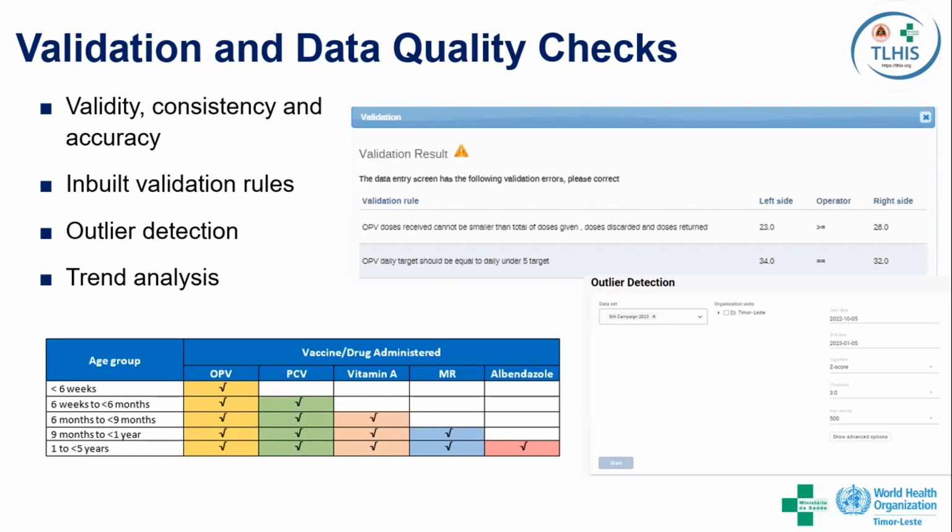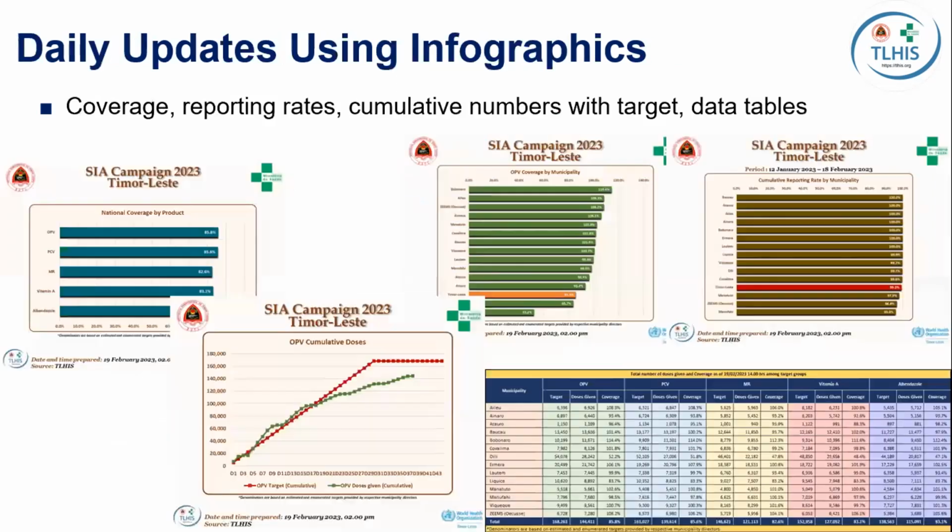So we ensured the validity, consistency, and accuracy using these inbuilt validation rules. For example, if you think of oral polio vaccine, which is given to all children, and other vaccines were given to only certain age groups. So the oral polio had to be more than other vaccines. So those kinds of validations we included in the system, validated during the data entry, so that warnings were given and errors were minimized. Then we used outlier detection and trend analysis also for improving data quality.